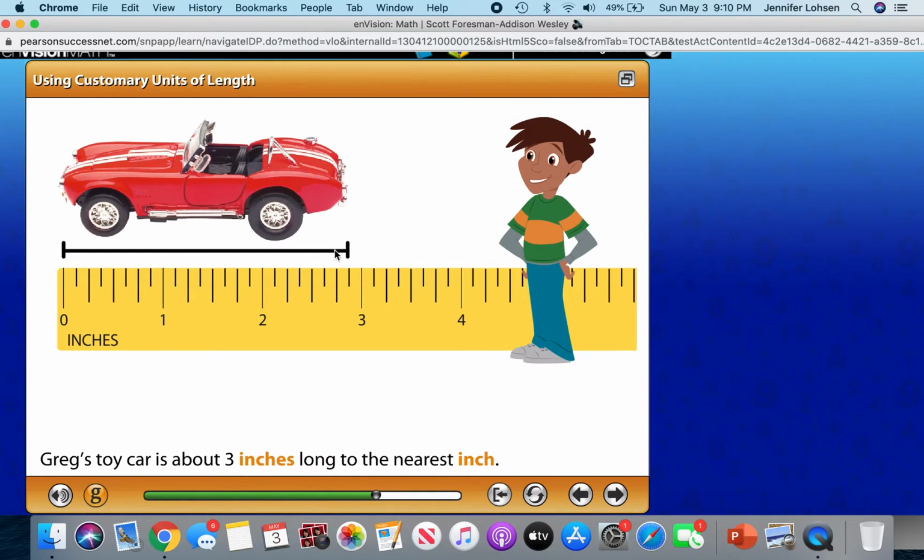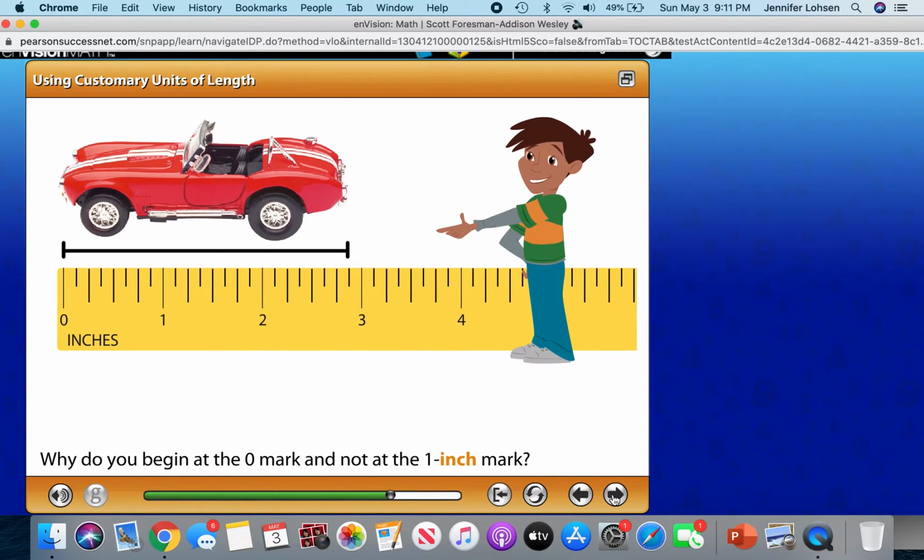Perfect. So if y'all came up with 3 inches, you are correct. Because if we look at this mark right here, it would be 2.5 inches because it's right in between the 2 and the 3. So if we're talking about decimals, this is going to be 2 and 1/2 or 2.5 or 2 and 5/10 or 2 and 50 hundredths. And then here is where our car ends, which is just before 3 inches, which makes it the nearest inch.